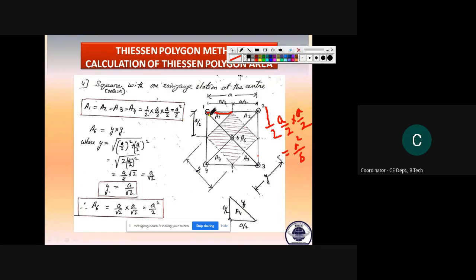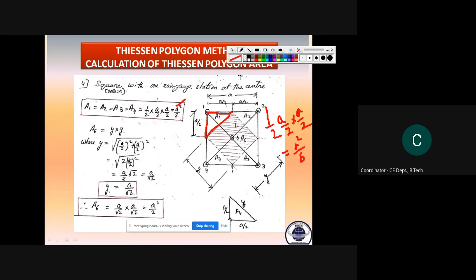Can we say that this area is, see, this is the triangle. Triangle area is half into base into height. Same, half into base into height, half into base into height, half into base into height. Since all these lines are of the same length, the values of the area will also be the same, which is a square by 2.